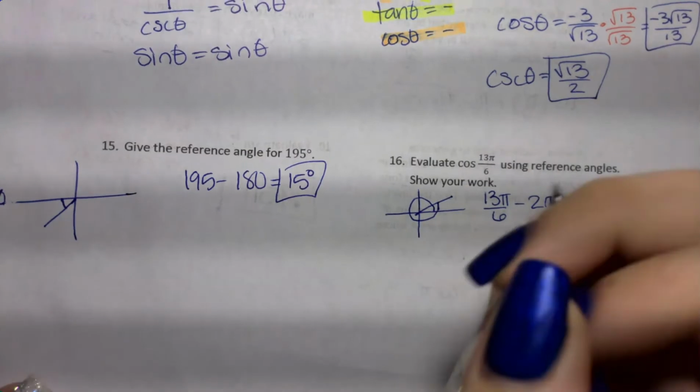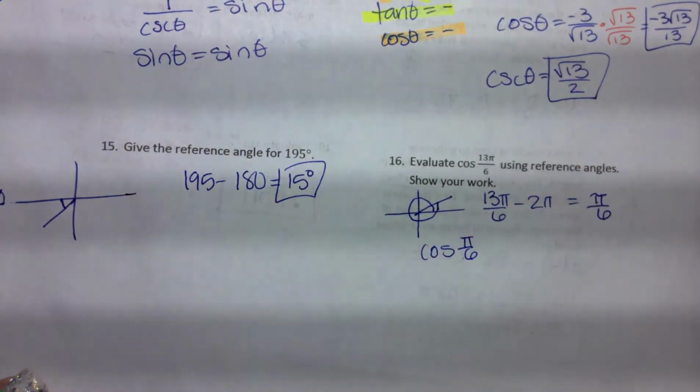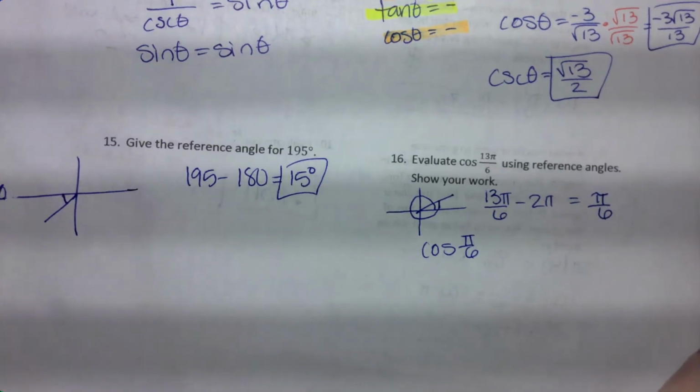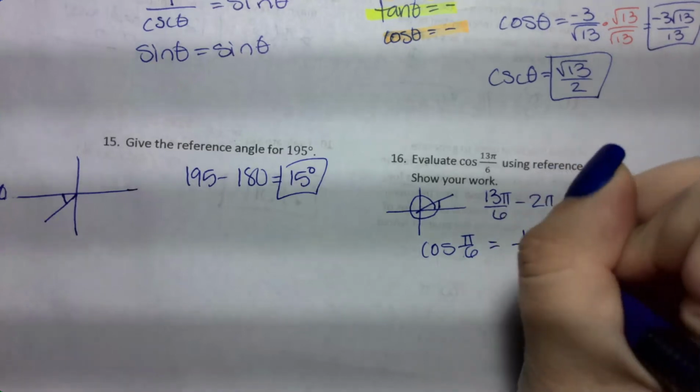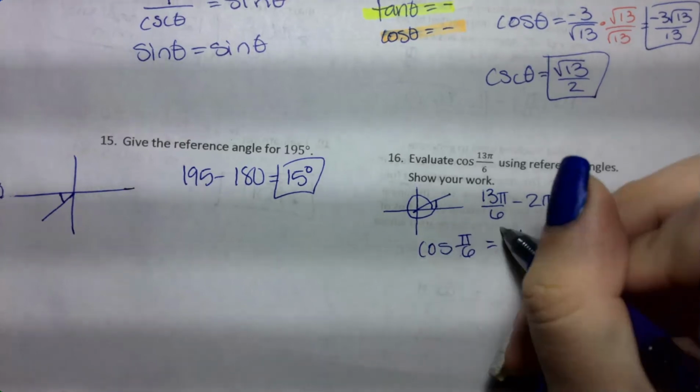So then I'm really evaluating cosine pi over 6, which, remember, according to that chart, is 1/2. And because it's in the first quadrant, all trig functions are positive, so this one is positive.